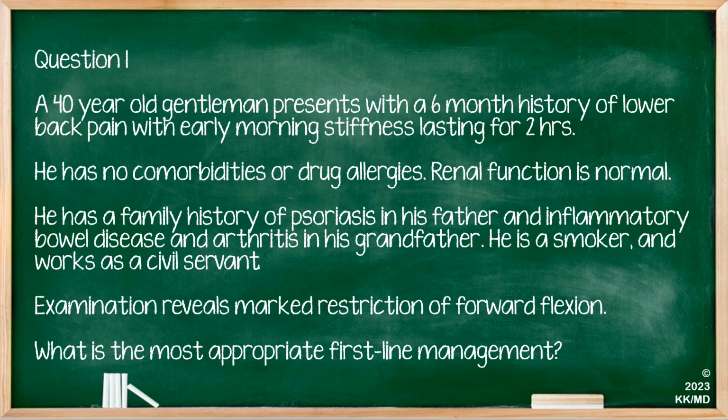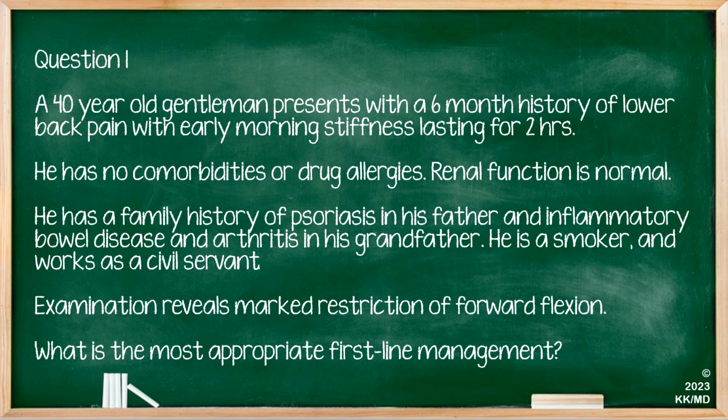He has no comorbidities or drug allergies, and this is important to know in case we wish to start him on a non-steroidal anti-inflammatory drug, as well as any other drugs. And it's also helpful to know his renal function in that regard as well. Coming to his family history, you may remember we said that HLA-B27 can be associated with psoriasis, and we haven't talked about inflammatory bowel disease, but there are specific forms of arthritis called enteropathic arthritis, which can be associated with inflammatory bowel disease. So again, we can see a pattern emerging within the family history as well.